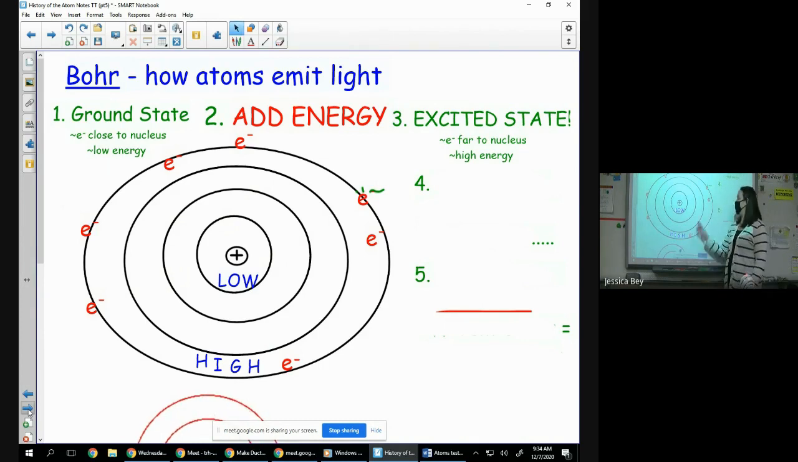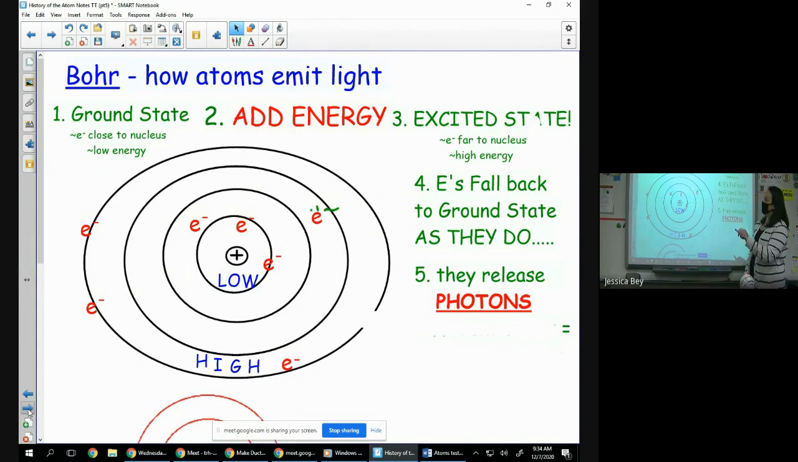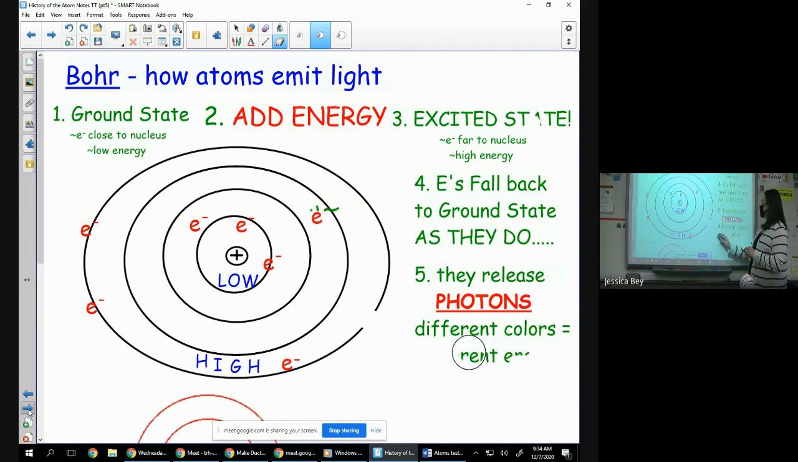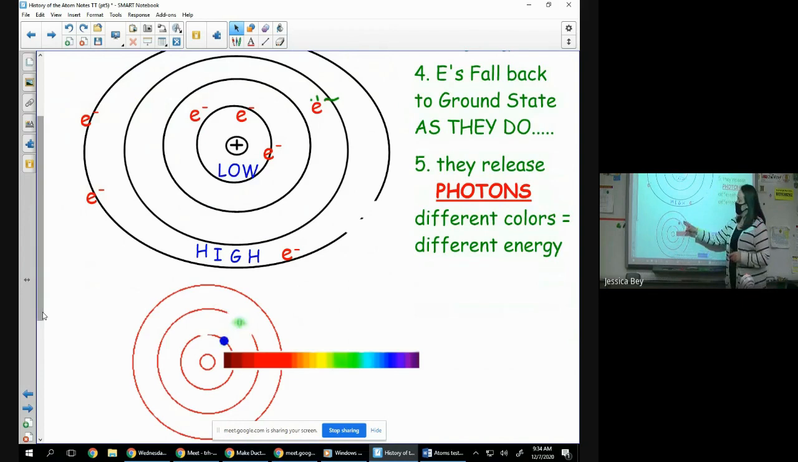So eventually the electrons fall back down. And as they fall back down to the ground state, they release a photon of light. So the color you're seeing here is the photons being lost by the electrons as they fall. Now, photons are different colors because they have different amounts of energy. So this electron is falling about 3 orbitals, and so it's giving off about a green color.